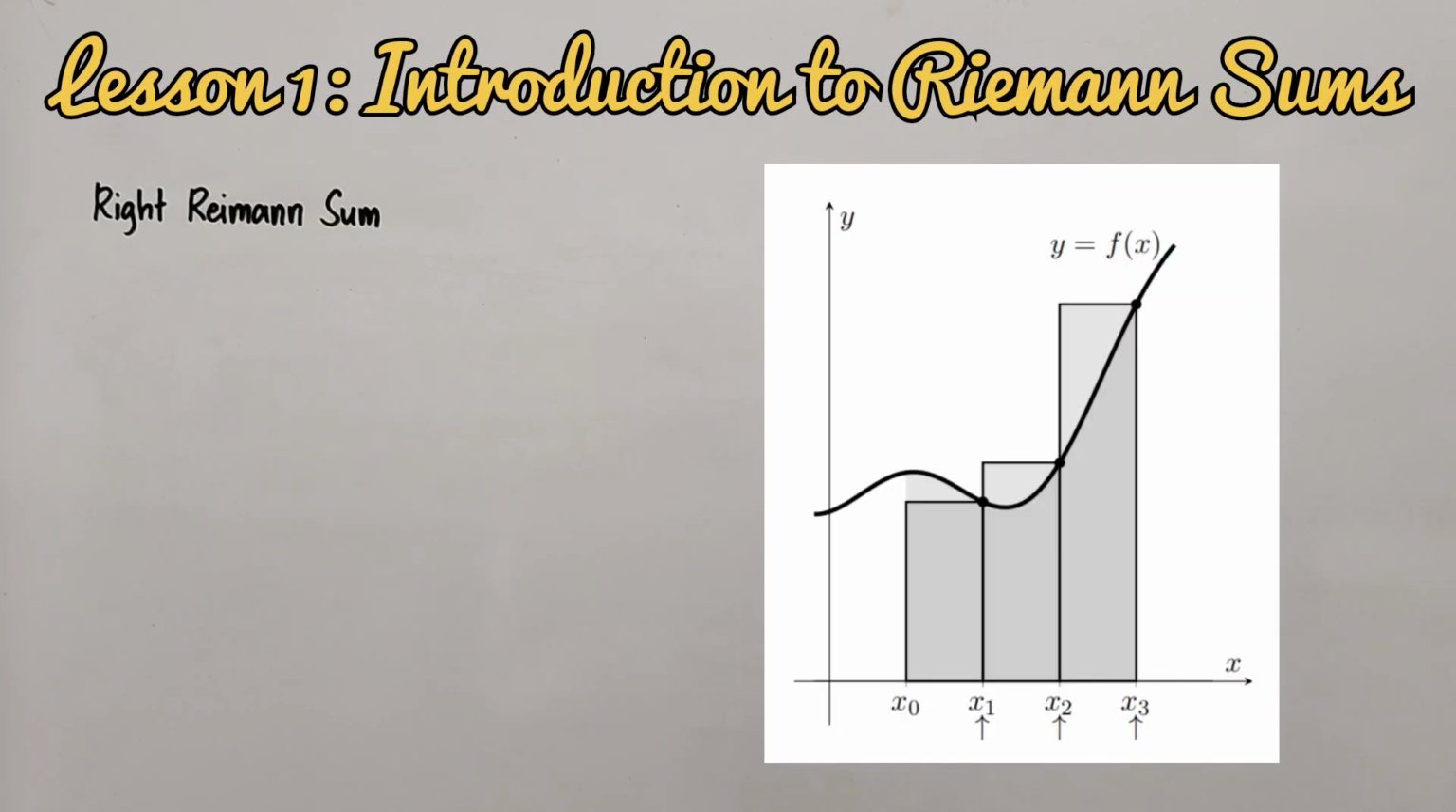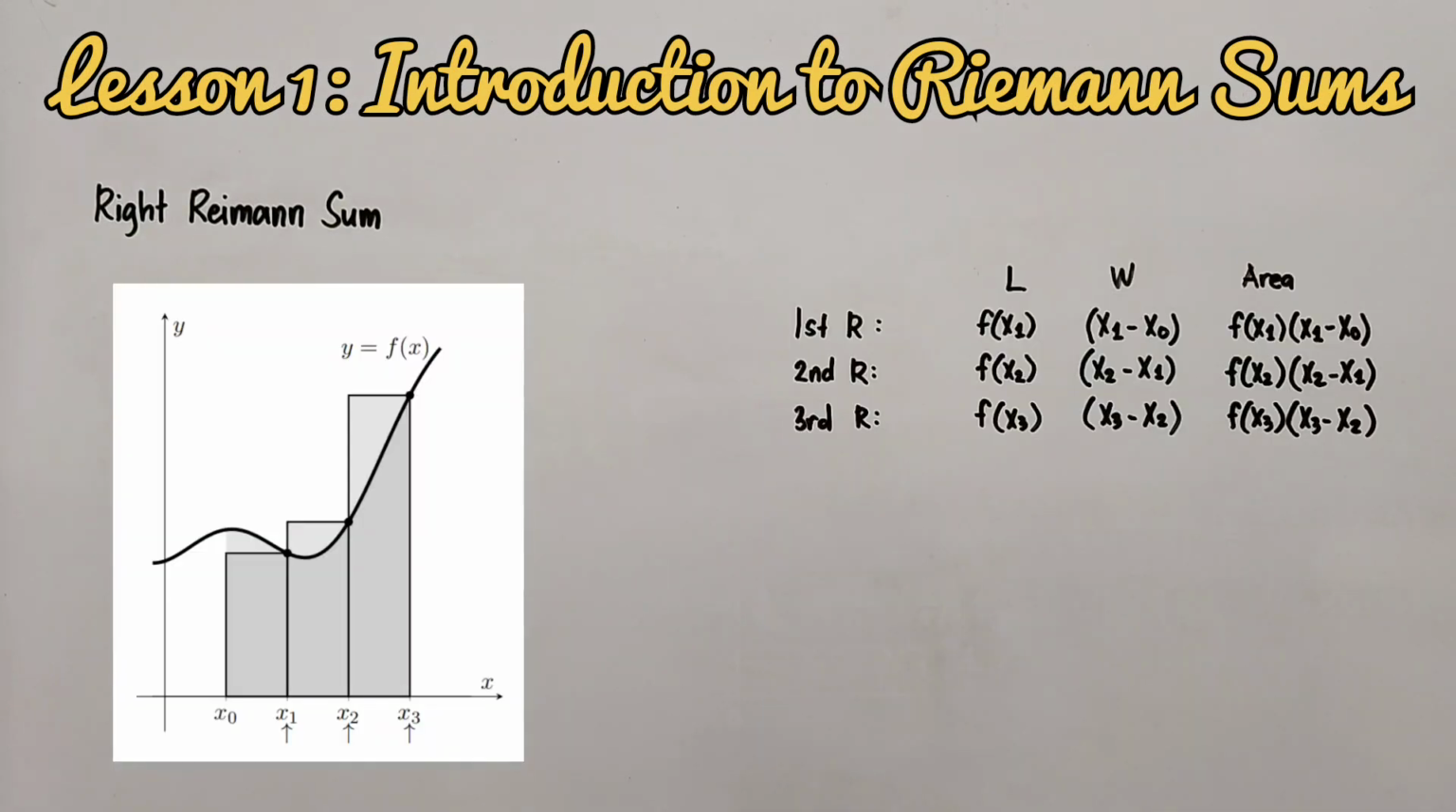Focus your attention on the right endpoints on the top of the rectangles. For the first rectangle, the width is x sub 1 minus x sub 0, and the height is f of x sub 1, since the right endpoint of the first rectangle is x sub 1. For the second, the width is x sub 2 minus x sub 1, and the height is f of x sub 2. And for the third, the width is x sub 3 minus x sub 2, and the height is f of x sub 3. By that, we can solve the area of every rectangle by multiplying the length and the width.